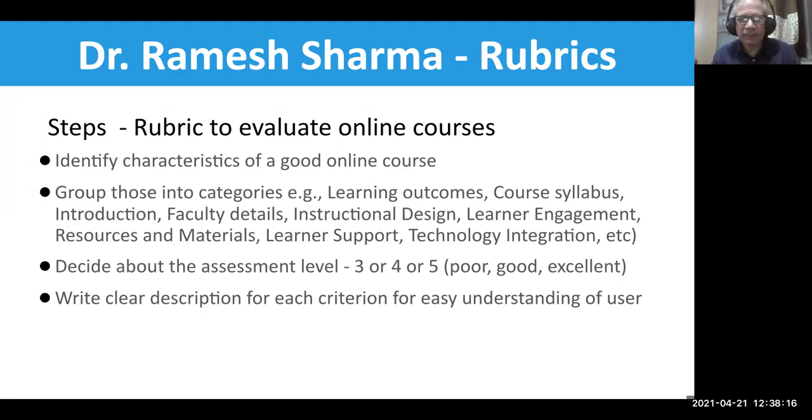Then these are the steps of evaluating online courses. First you need to identify what is a good online course, and Professor Smirnova and Dr. Nellie have described beautifully what a good online course should be like. And then we can categorize them into learning outcomes, course levels, introduction, etc. And then we need to decide our assessment level, whether it is 3 point, 5 point, whatever it is. And then for each level, we need to describe the criterion. Next, please.